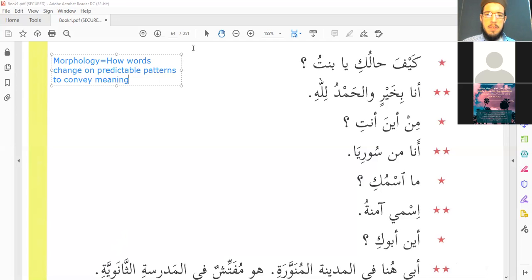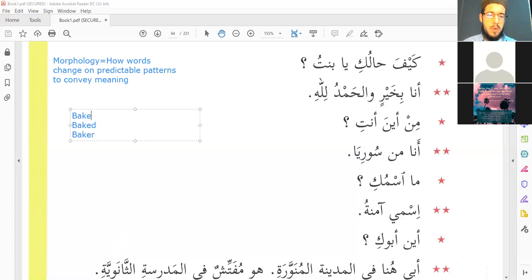For example, I'll give you an example in English. If we have the verb to bake, okay, that is a verb. We have a different type of word, a past participle. It is baked. And then if we have the person who does that baking, they're called a baker, right? Do you see how the same root word is undergoing systematic change on fixed patterns to convey different meanings?